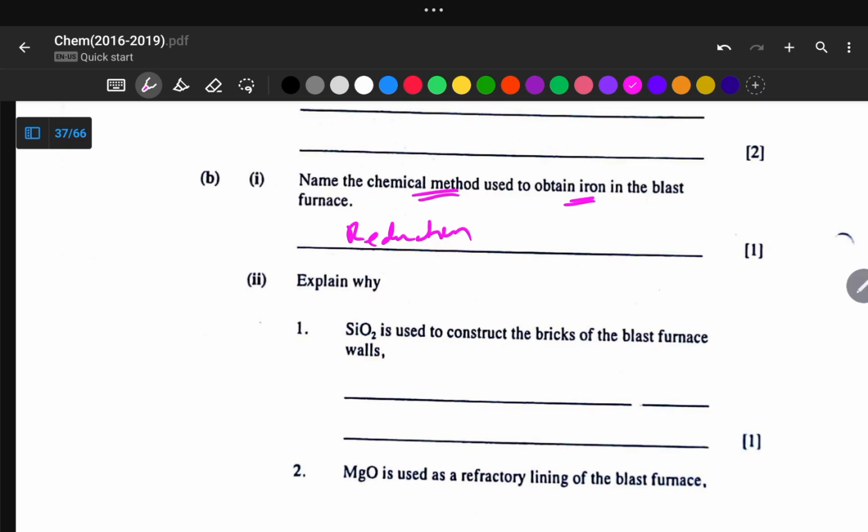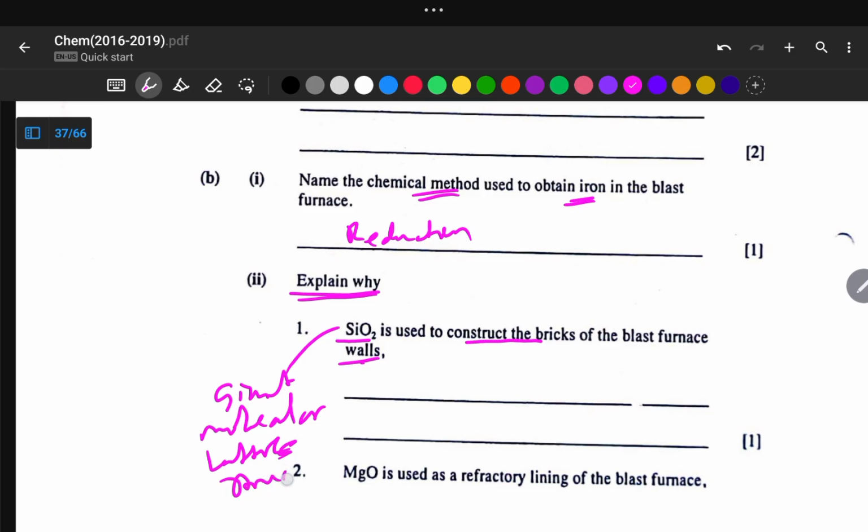And then explain why silicon dioxide is used to construct bricks of the blast furnace walls, right? So silicon dioxide exhibits a giant molecular lattice structure. So the covalent bonds extend throughout the structure, which are strong to withstand temperatures in the blast furnace. That's why it is used, right?